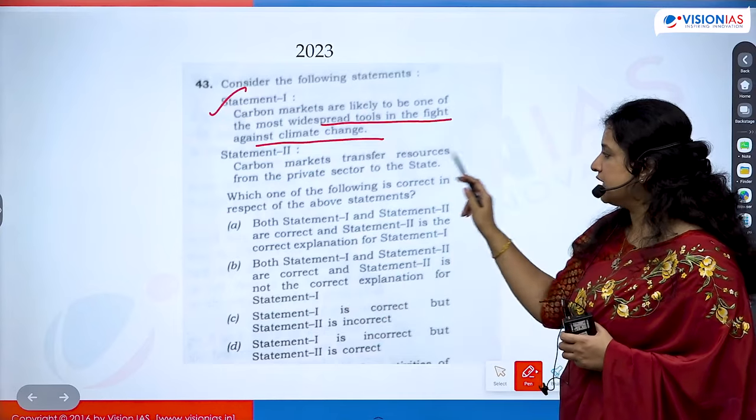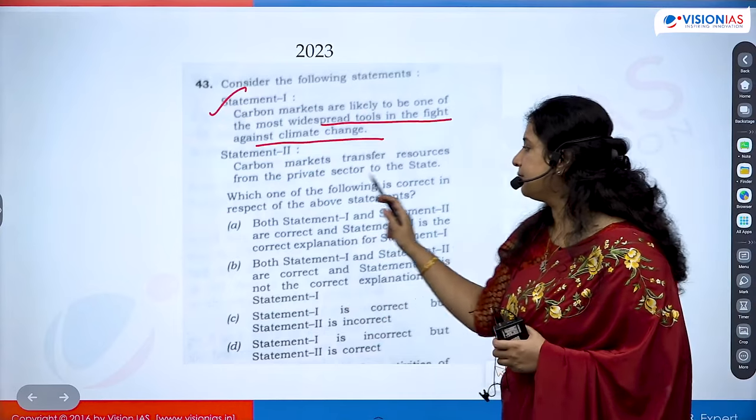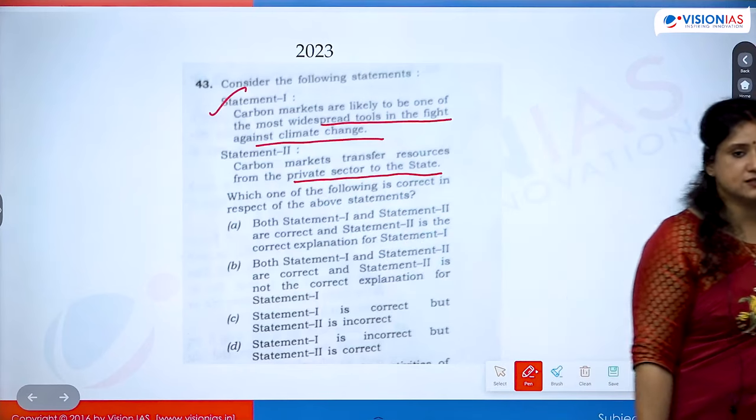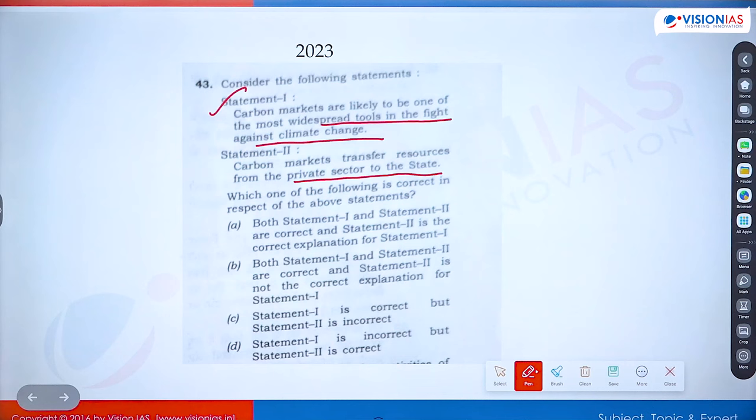Carbon markets transfer resources from the private sector to the state. What is the state? State means government, loosely translated, it isn't exactly that but loosely translated. State means government. Now, how is it transferring resources from private to the state?